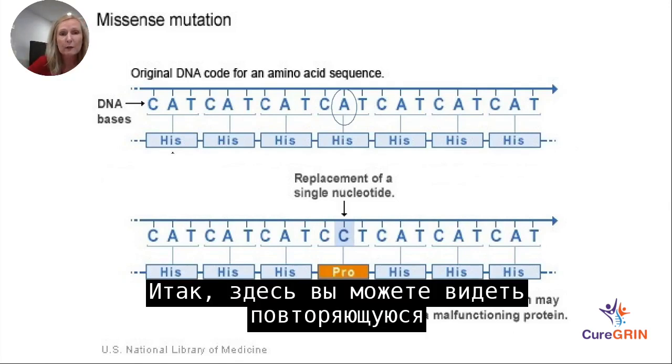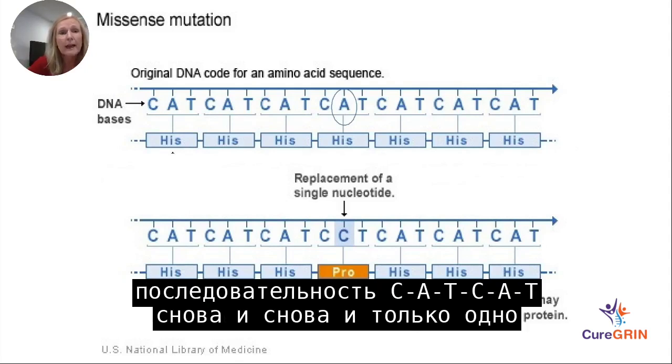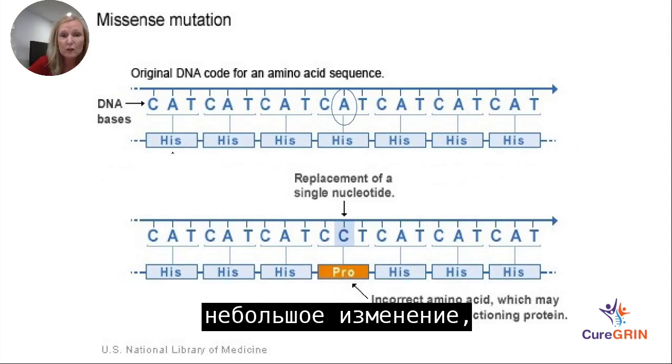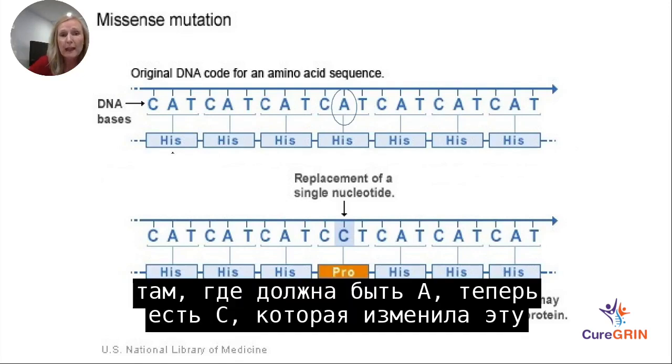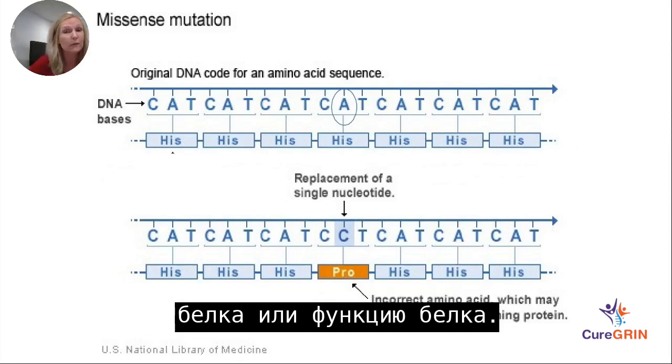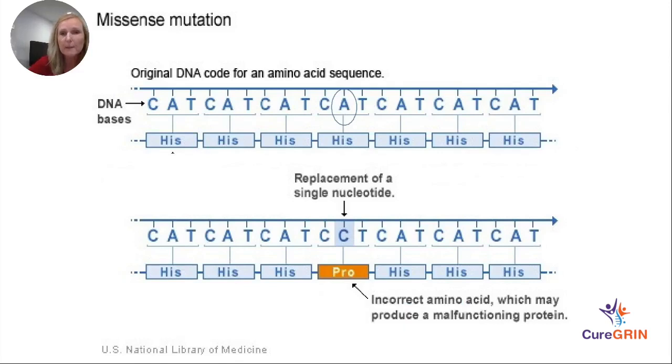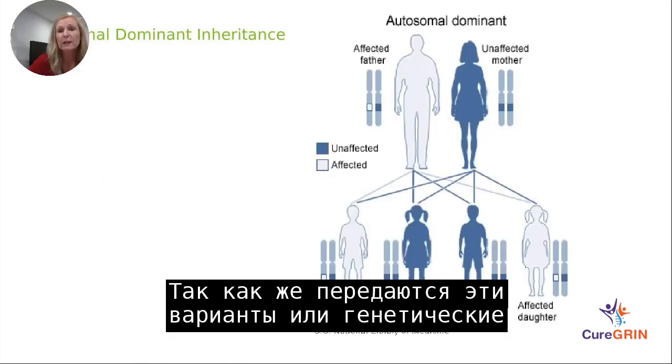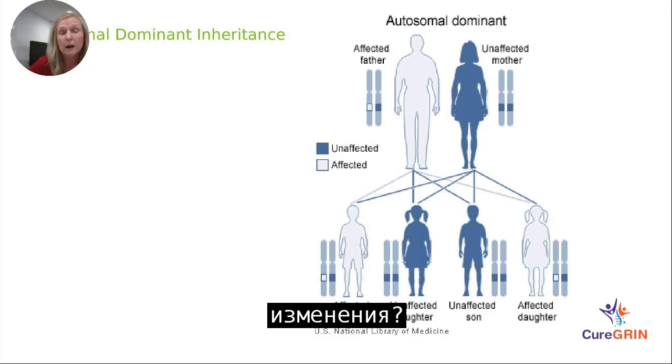Here you can see there's a repetitive sequence of CAT over and over again. Just one little change, where there should be an A, there's now a C, and that has changed that amino acid and can change the ultimate production or function of a protein. So how do these variants or genetic changes get passed on?